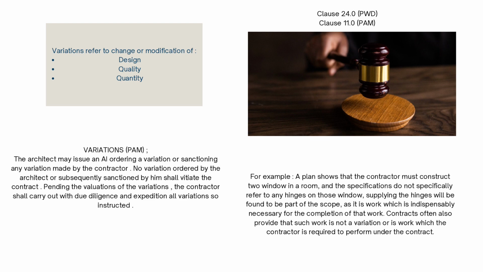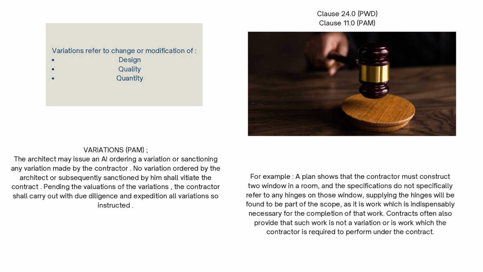Pending the valuation of the variation, the contractor should carry out with due diligence and expedition all variations so instructed. For example, a plan shows that the contractor must construct 2 windows in a room, and the specification does not specifically refer to any hinge on those windows. Supplying the hinge will be found to be part of the scope, as the work is indispensably necessary for the completion of that work.